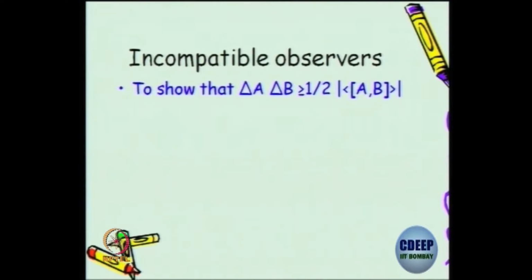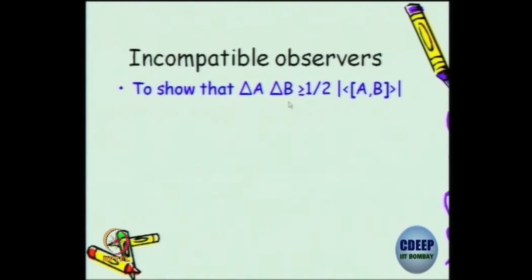So you can simultaneously measure two compatible observables. There is no disturbance, there is no uncertainty. Only when they are incompatible do you have this problem, that the product of the two standard deviations, or two uncertainties, has a bound which is determined by the commutator bracket. And this is the question, you need to prove this.